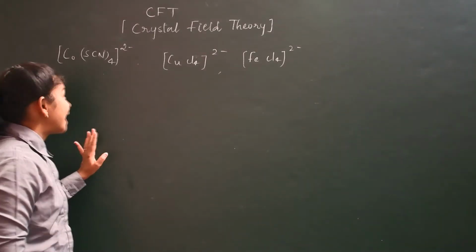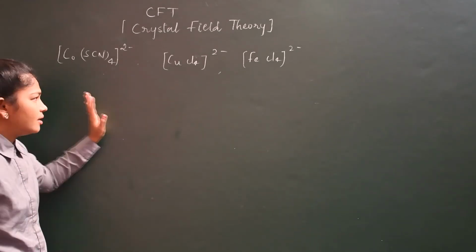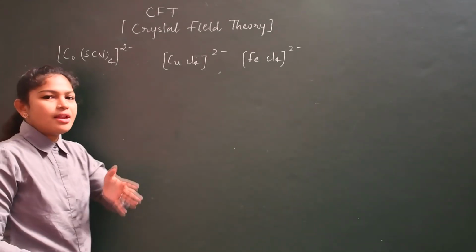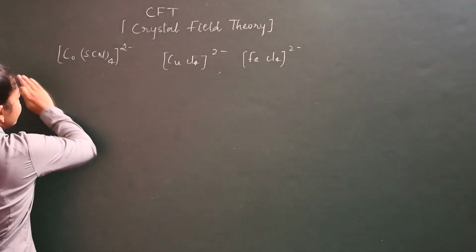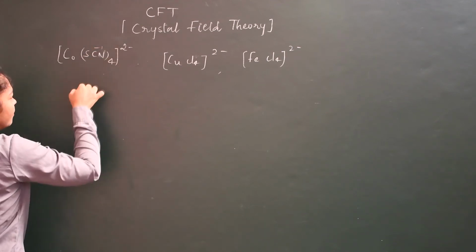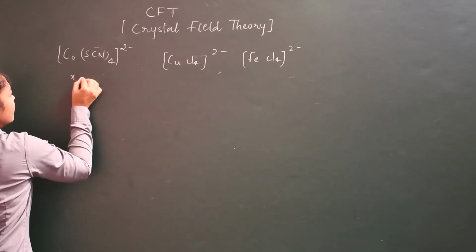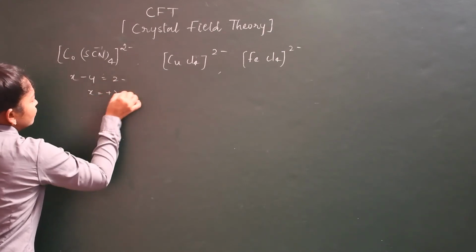Now we will calculate CFSE in tetrahedral complexes. Suppose they have given these complexes, then how will you calculate CFSE? First calculate the oxidation state. Cobalt, this is minus 1, so minus 4. X minus 4 is equal to minus 2, then X is equal to plus 2.